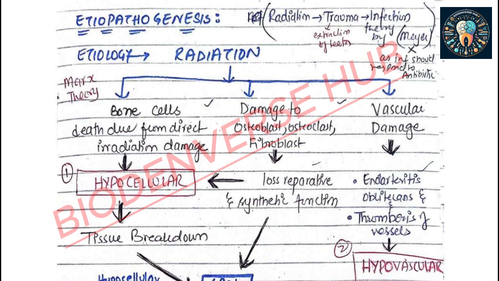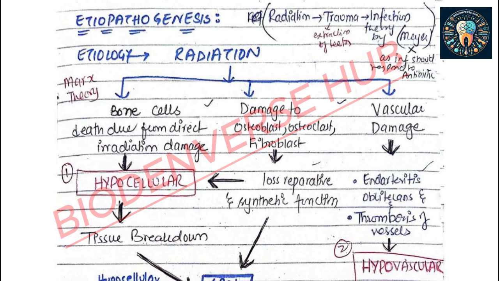So basically, according to this theory, the whole and sole responsibility was on the infection that was caused there, and that infection was responsible for causing ORN. If that was the case, it should have actively responded to the antibiotic therapy, which was not the case. It was not actively responding to the antibiotic therapy, and the condition showed no improvement. So this concept was rejected on these grounds: if ORN was caused due to infection, it should actively respond to antibiotic therapy, which was not the case.